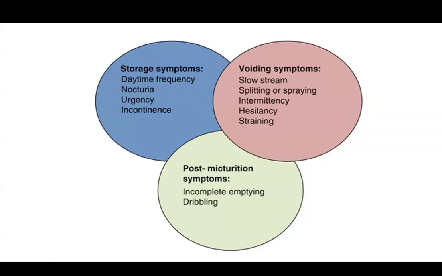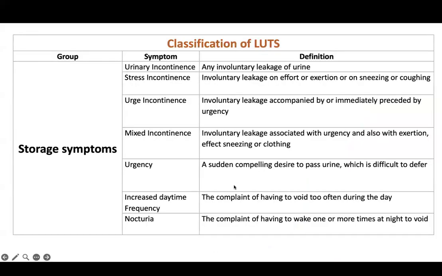And the next one is post-micturition symptoms. There are incomplete emptying and post-micturition dribbling. Incomplete emptying: if the patient comes after voiding, and we find the residual urine volume is high, it is incomplete emptying. And post-micturition dribbling is common in cases of urethral diverticulum. So these all are the symptoms as we have discussed.